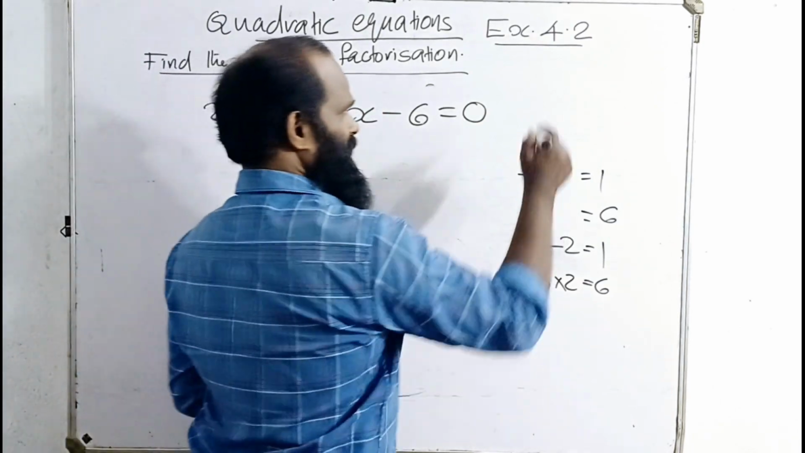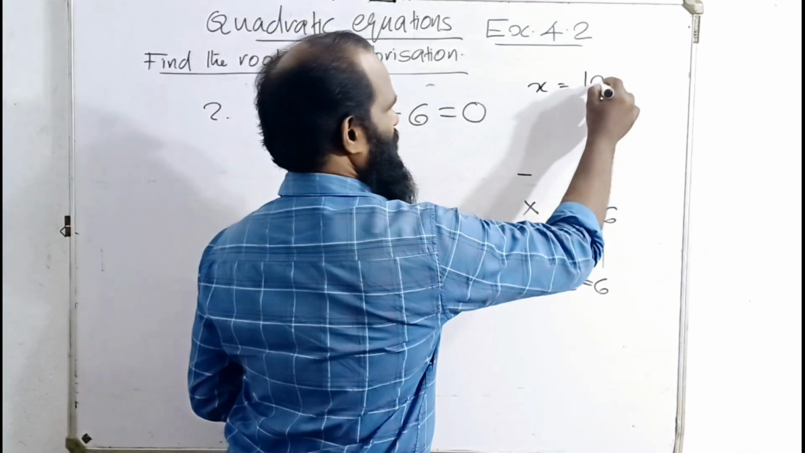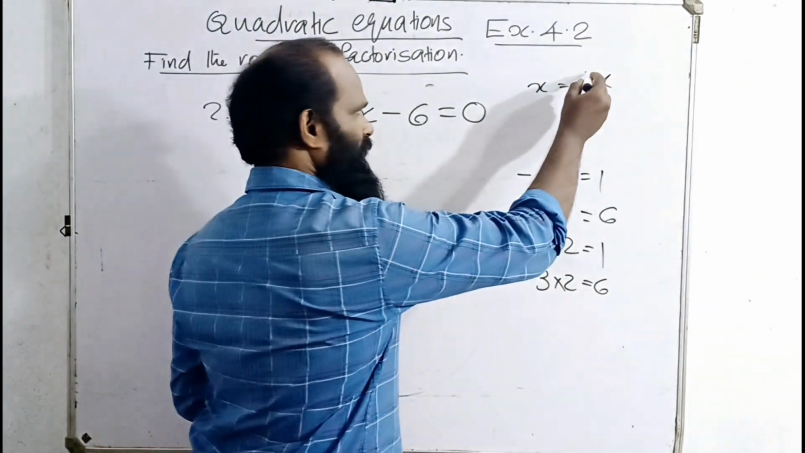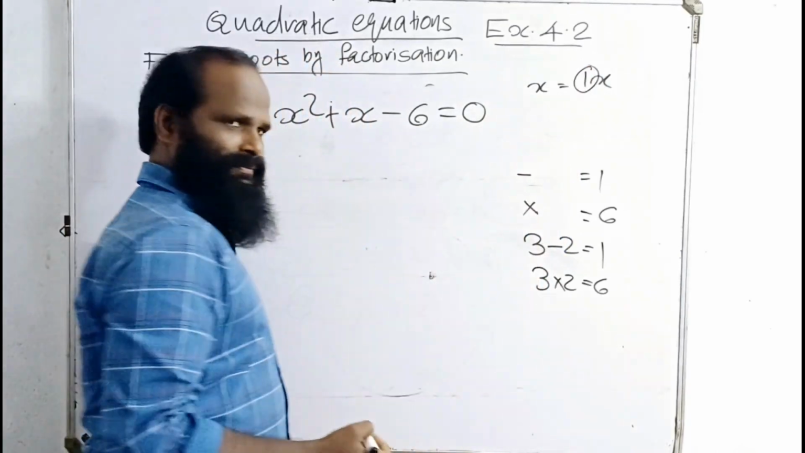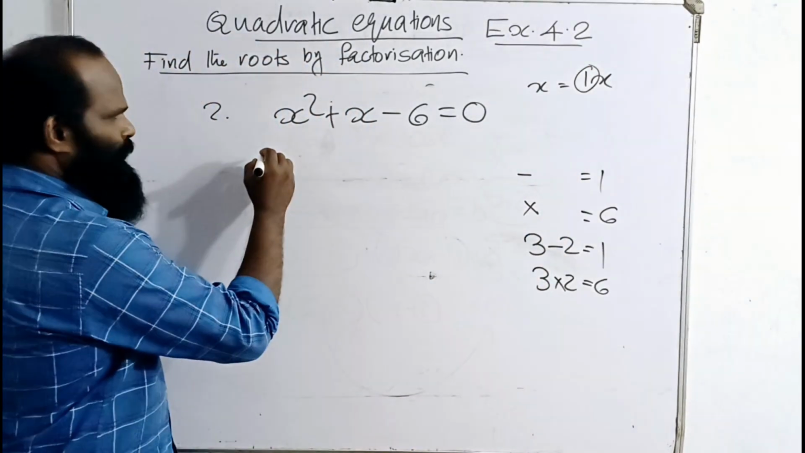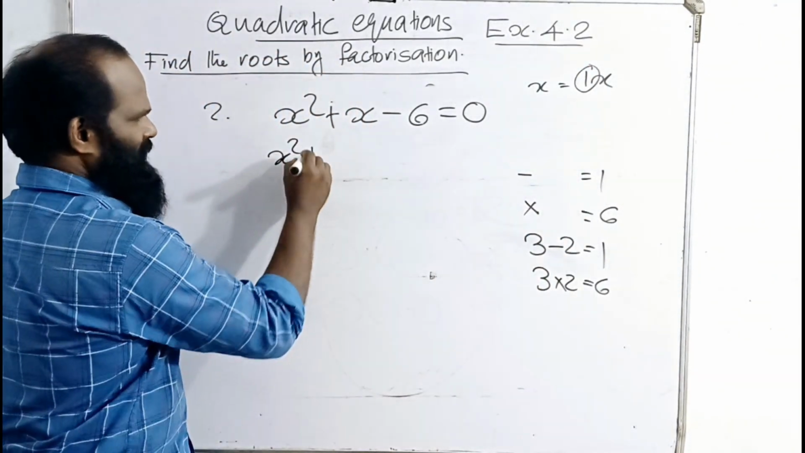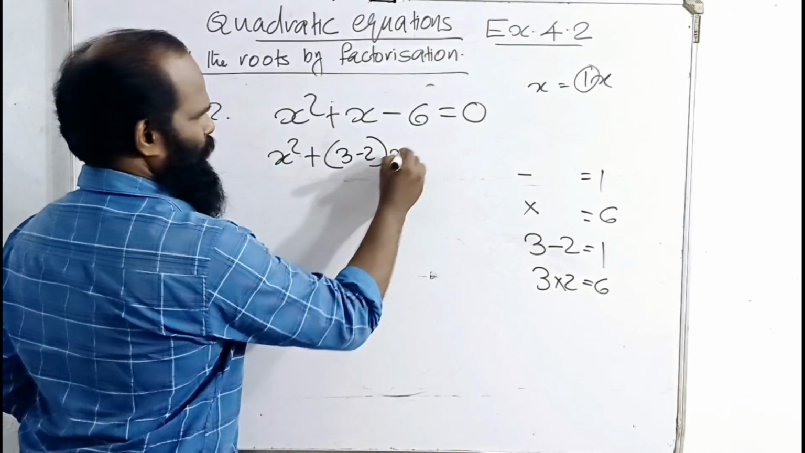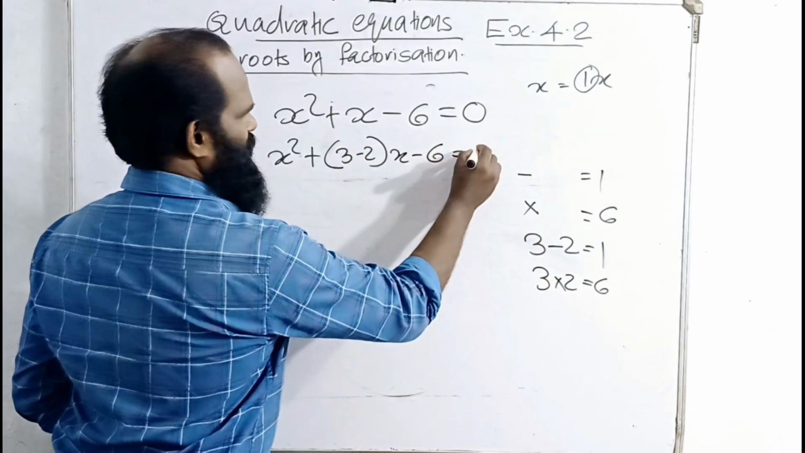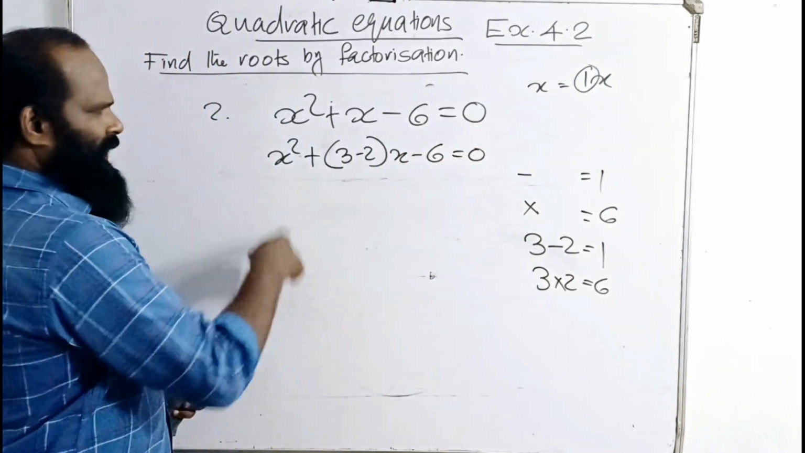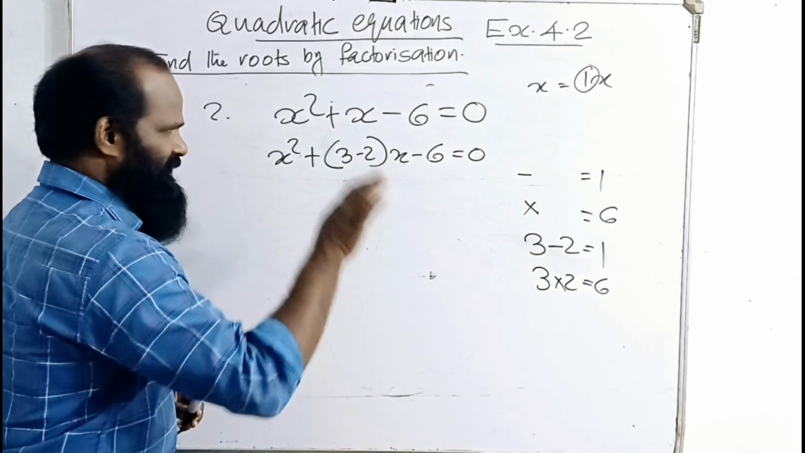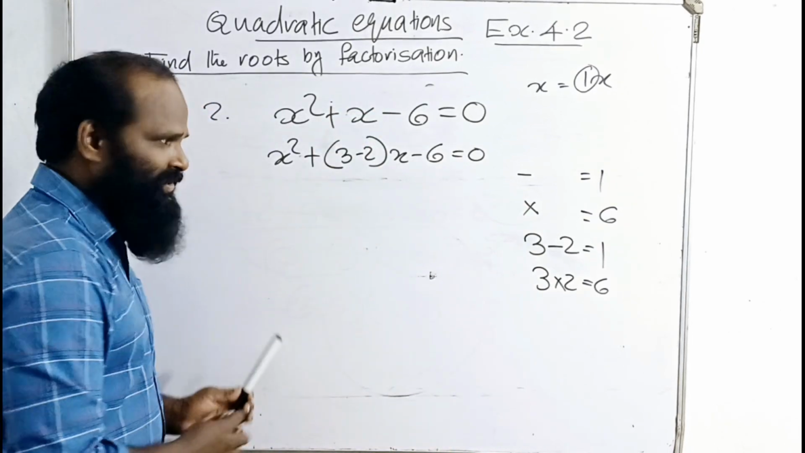Middle term is x. X means 1x. So, what are we going to split? We are going to split this number 1. So, this is how we do that. X square plus 3 minus 2 into x, equal to 0. In first and last term, we have made no change at all. The change is done only in the middle term. It's been split.